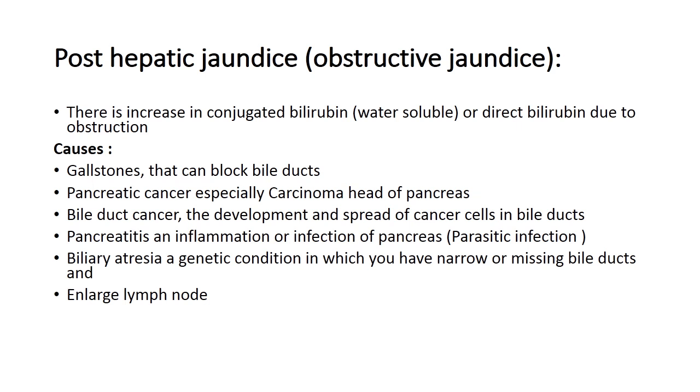Post-hepatic jaundice. Post-hepatic jaundice refers to obstruction of biliary drainage. There is increase in conjugated, water-soluble or direct bilirubin due to obstruction. Causes include gallstone, pancreatic cancer, especially carcinoma of head of pancreas, bile duct cancer, pancreatitis, biliary atresia, and enlarged lymph node.